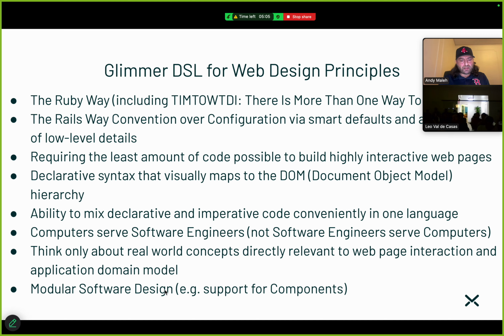Modular software design, so that means I need to support components. And the last one is no premature optimization. That's a very big one. If you go to the Rails website, the Ruby on Rails webpage, everything they talk about is productivity, maintainability, how to write code that is flexible and easy to maintain and extend. Whereas if you go to any JavaScript web page, the first thing they will talk about is performance and efficiency and stuff like that.